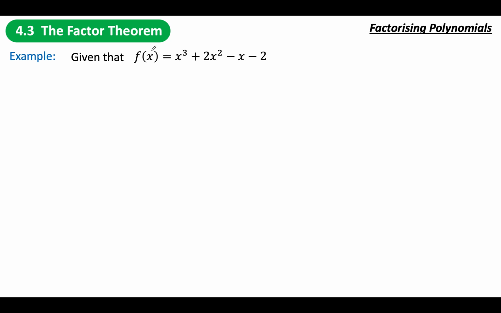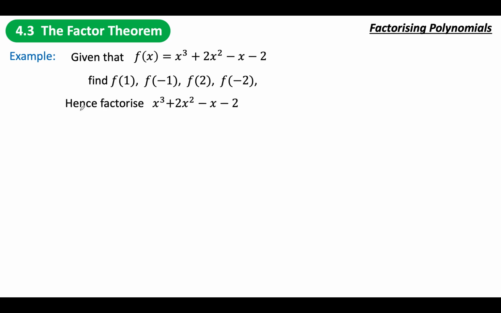So here is our function, x cubed plus 2x squared minus x minus 2. We're just giving it a name, so f of x is that. Find f of 1, f of minus 1, f of 2, and f of negative 2. We're going to put those numbers into our expression and just see what values we get. Hence, once you've done that, using your results, factorize my polynomial here.